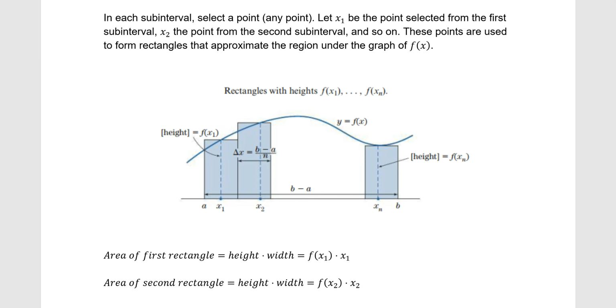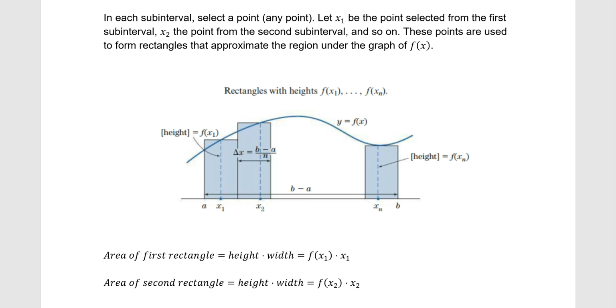So before we get into actually doing our own problem, let's get a little bit further into what we're going to be doing. Let's say in each subinterval, let's select any point in each subinterval. X sub 1 is going to be the point in the first interval. X sub 2 is going to be the second subinterval point, and so on. These points are going to be used to form rectangles that approximate the region under the graph.